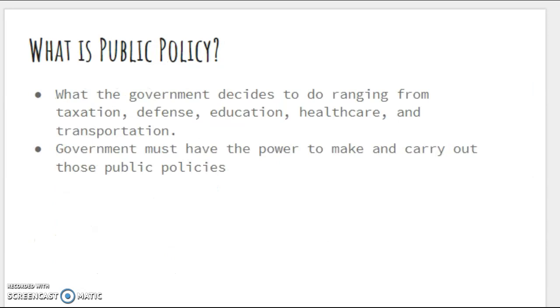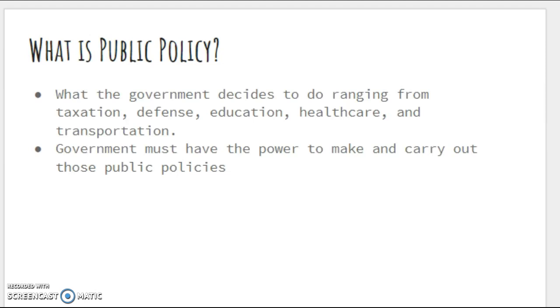Okay, so again, what is public policy? So now we're going to dive into this concept. This essentially is what the government decides to do, ranging from taxation, defense, education, healthcare, and transportation. This also could involve civil rights, crime, the environment, working conditions. The list is nearly endless.